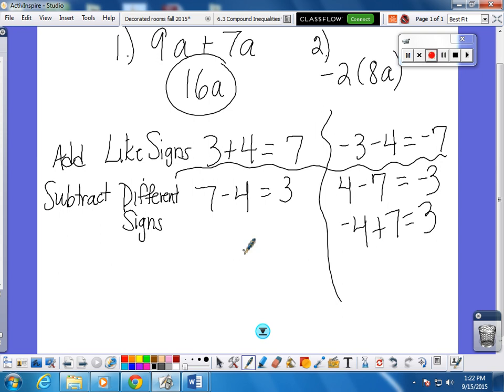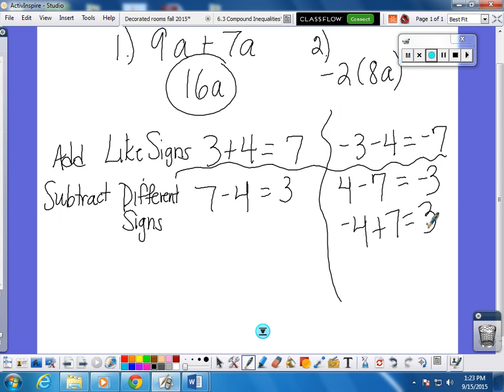Think about money. If I have $4, but I owe you 7, I still owe 3, don't I? I can give you my 4, but you're still going to make me pay the $3 down here. If I owe you $4 and I have $7, how much do I get to keep? I get to keep $3. So think about it in terms of money.